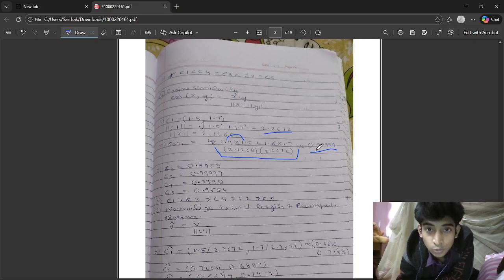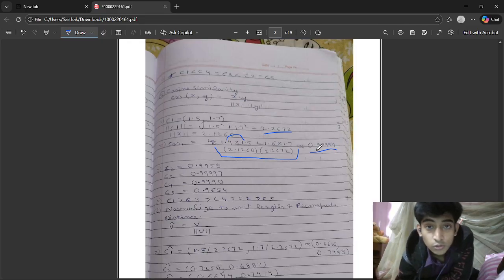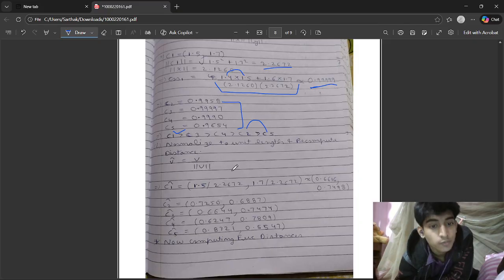Here, for the similarity score, if it is close to 1 or 1, it means they are most similar. If it is 0 or close to 0, it means they are dissimilar. So we get these values, and based on that we know which is closer to 1. So C1 is the most similar. Similarly, if you see C5 and C2, C2 has the lowest similarity score, so C2 and C5 are very dissimilar to the query point.